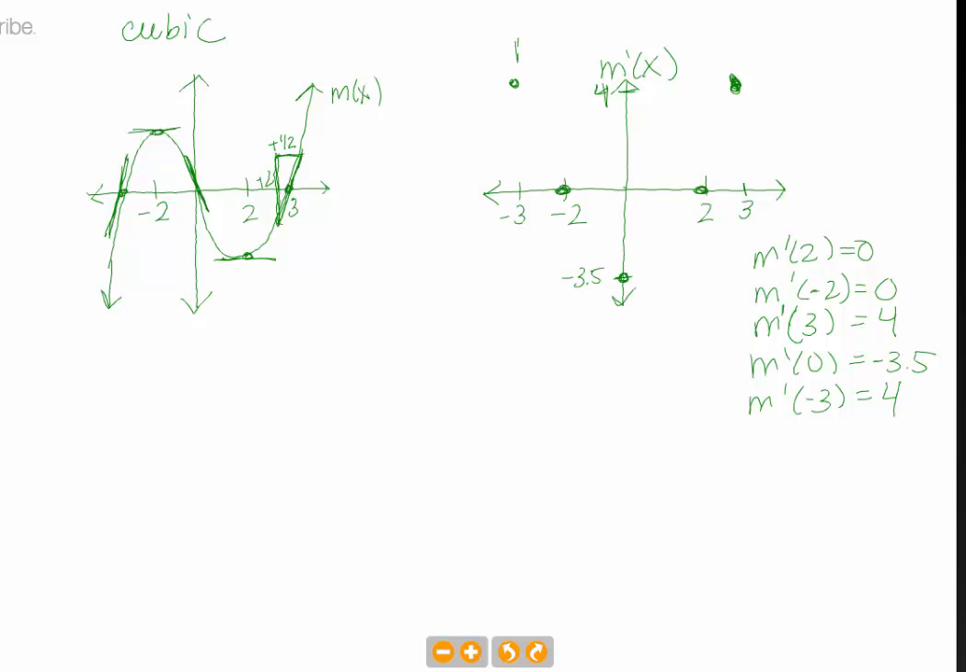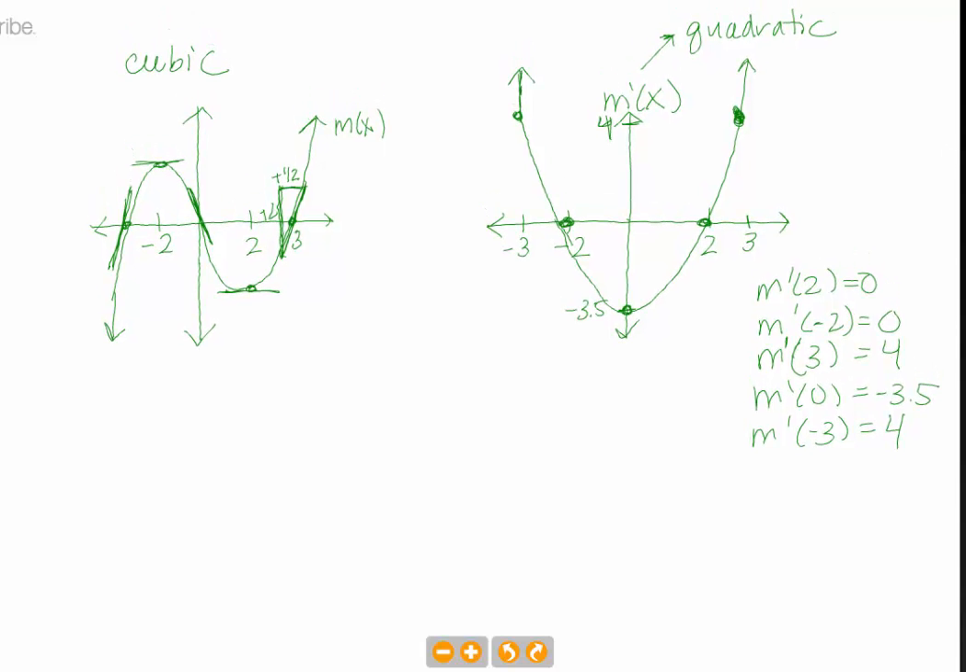And now I've got a smooth curve on the left, so I'm going to have a smooth curve on the right. And in fact, I think I have my parabolic shape, which I was predicting. Again, it's important to analyze what's going on here. So m prime of x is going to be a quadratic.